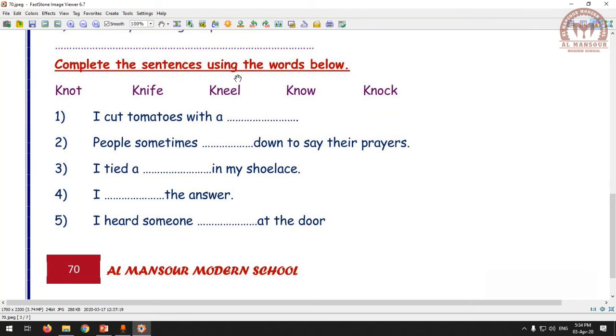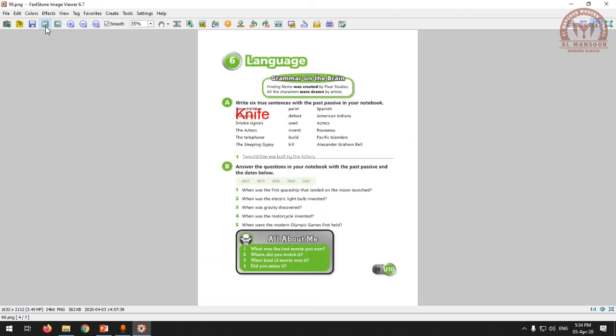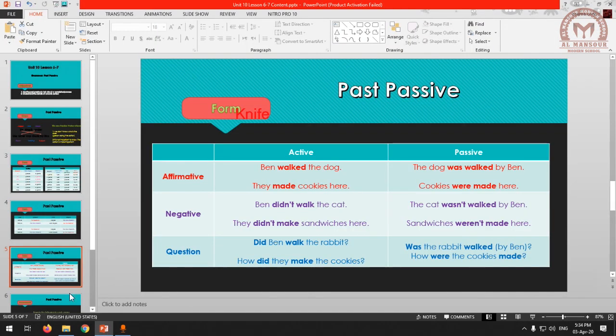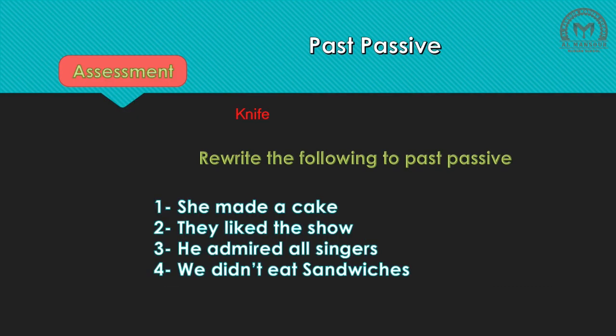Here, complete the sentences using the words below. The first, I cut tomatoes with a knife. Okay? You can finish the rest by yourself. Now, let's revise what we learned today. We learned about the past passive. We learned how to form it, how to use it in a negative and a question form. We also learned some things about movies. So for your assessment question, I want you to rewrite the following sentences to the past passive. She made a cake. They liked the show. He admired all singers. We didn't eat sandwiches.